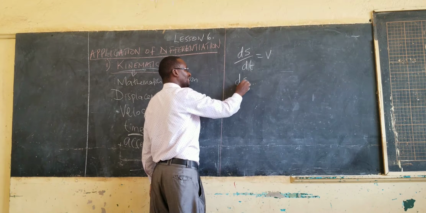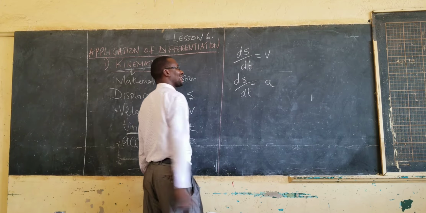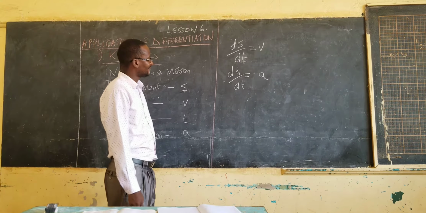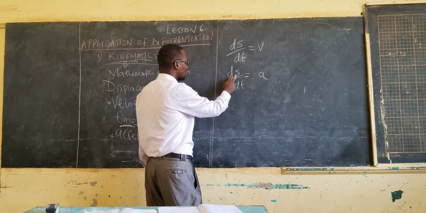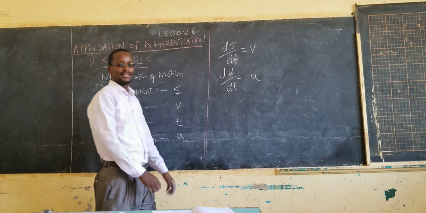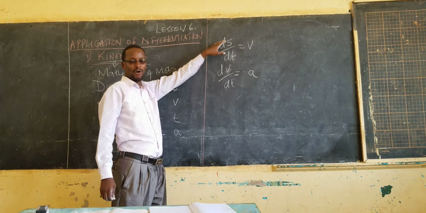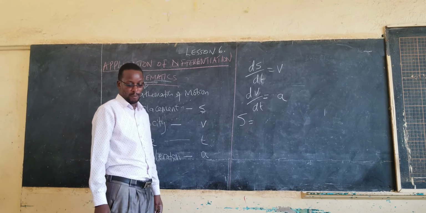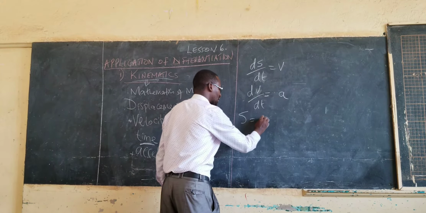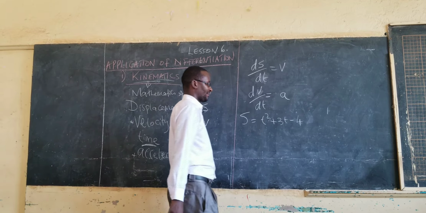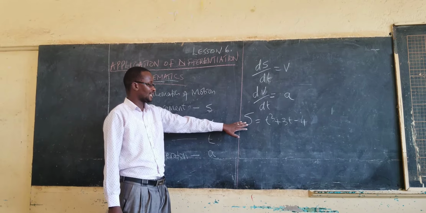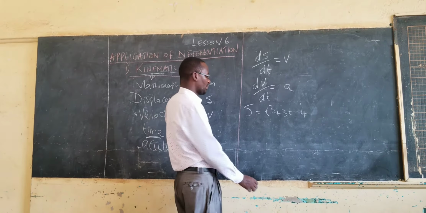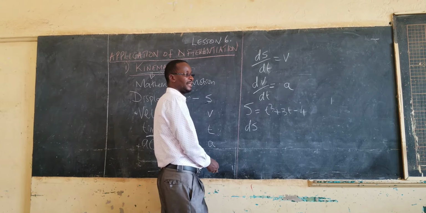The change of velocity with time, we call it acceleration. I hope you are seeing some kind of differentiation here. So when we differentiate an expression of S, for example, if you are given S, the displacement obeyed by a certain particle as t squared plus 3t minus 4. And we are told that a certain particle is displaced obeying this equation. And you are asked to find the equation for velocity. What will you do? You will differentiate the equation for displacement s.